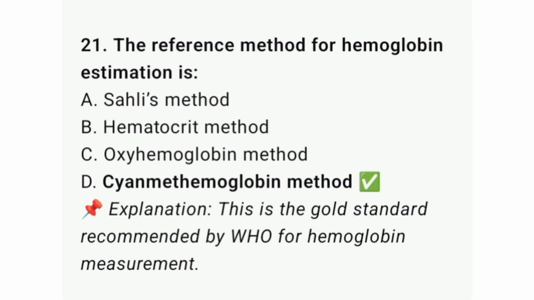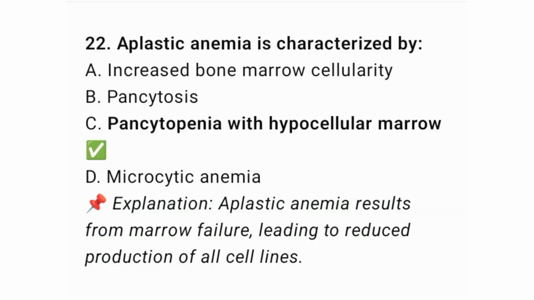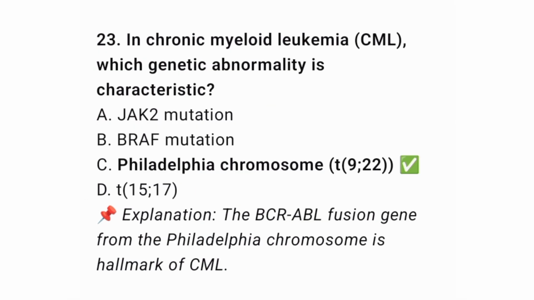Okay. The reference method for hemoglobin estimation is the cyanmethemoglobin method. Aplastic anemia is characterized by pancytopenia with hypocellular marrow. Okay.